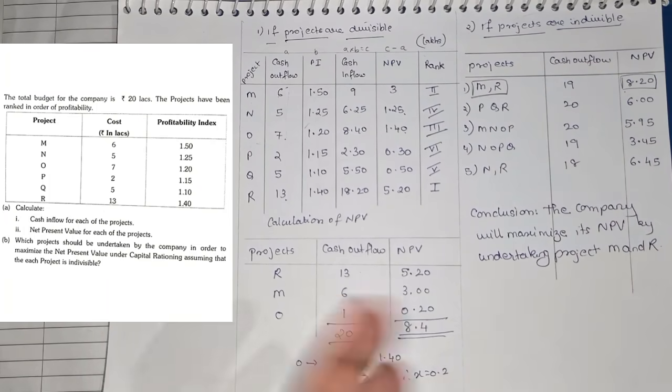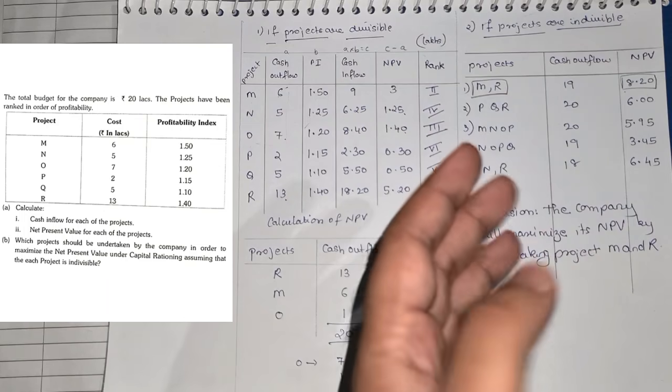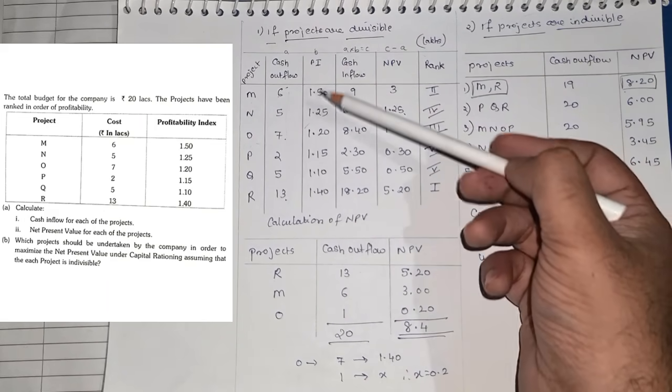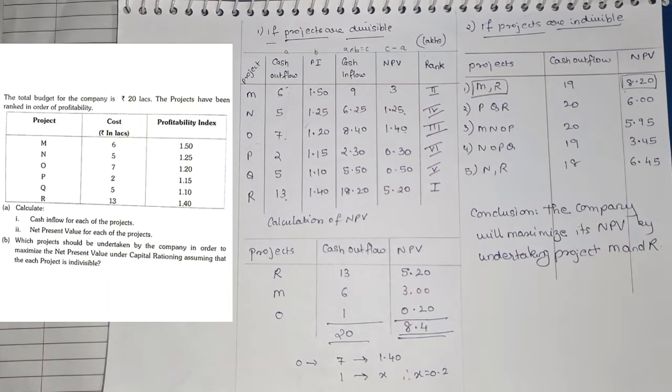So this is how you have to solve the sum if the projects are divisible and indivisible when the profitability index is given. I guess everyone has understood both types of the sum that we have done.